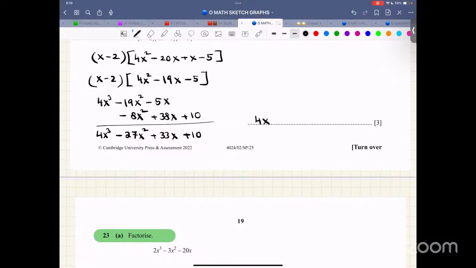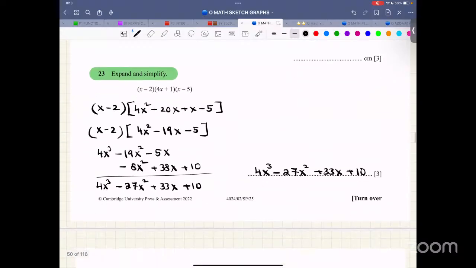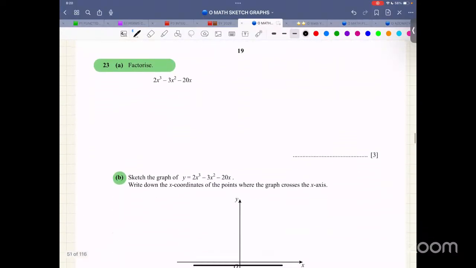So always make a habit of writing it down. That is 4x cubed minus 27x squared plus 33x plus 10. That is how this answer looks. All good, all clear. This is simply expand and simplify.